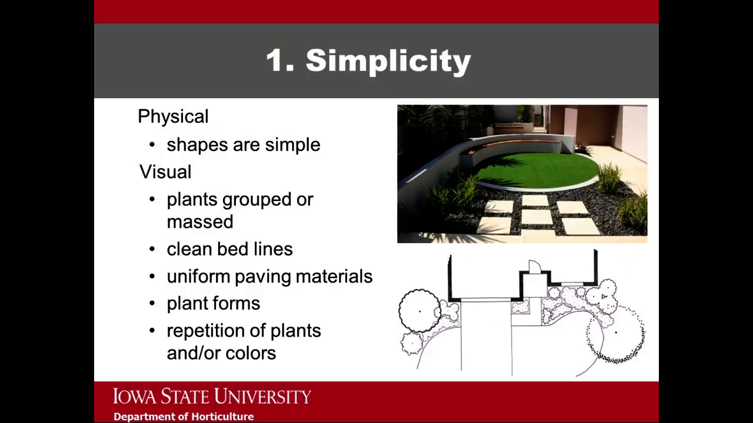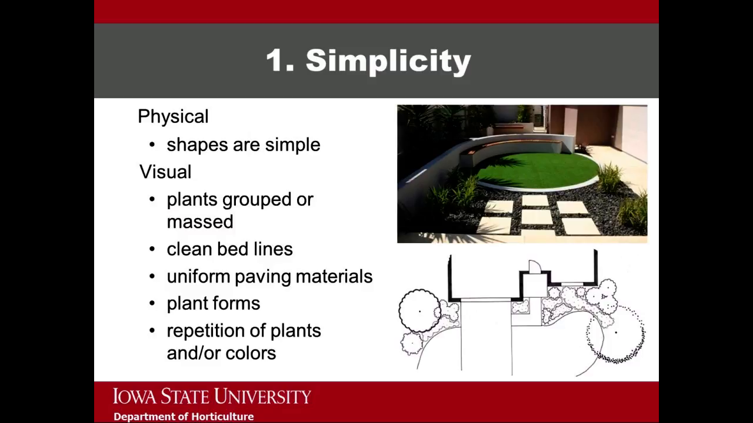For example, the top image on the slide has a simple circle lawn and square stepping stones. The bottom image also has a simple and gently curving bedline. Visual simplicity relates to how the landscape looks, and it is often reinforced by physical simplicity.